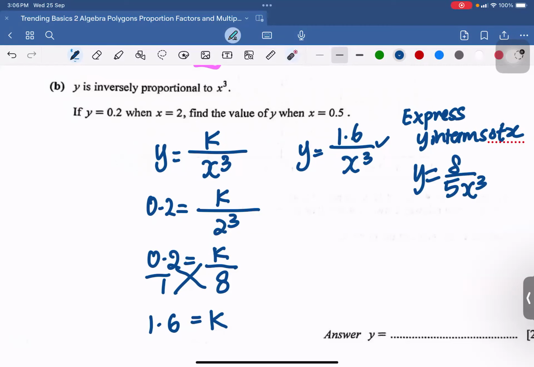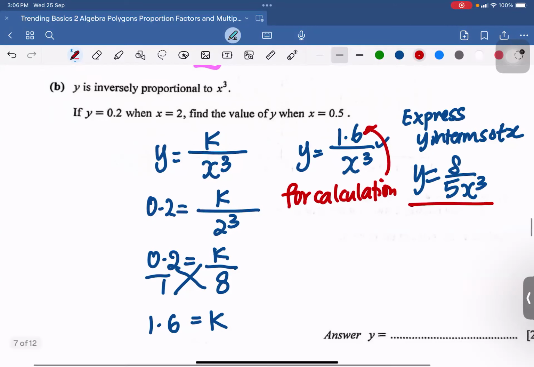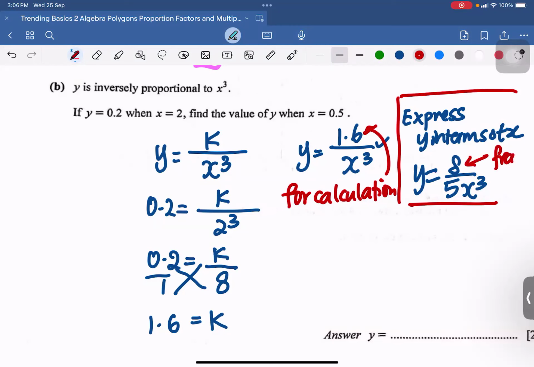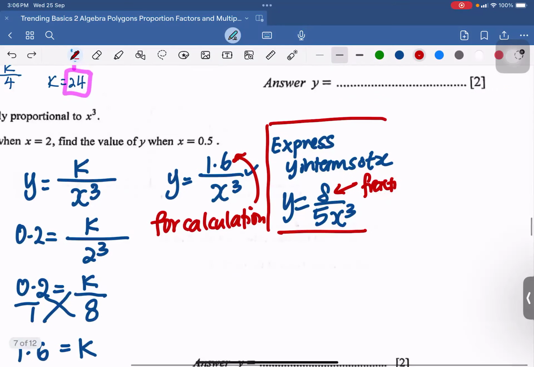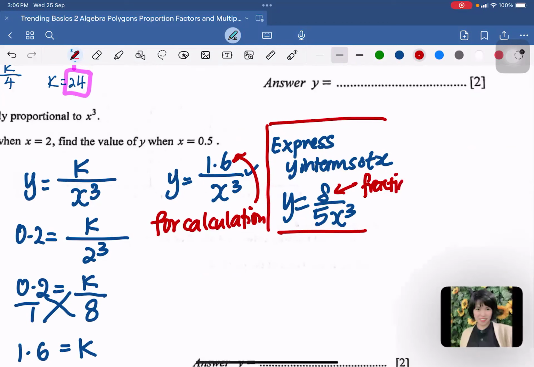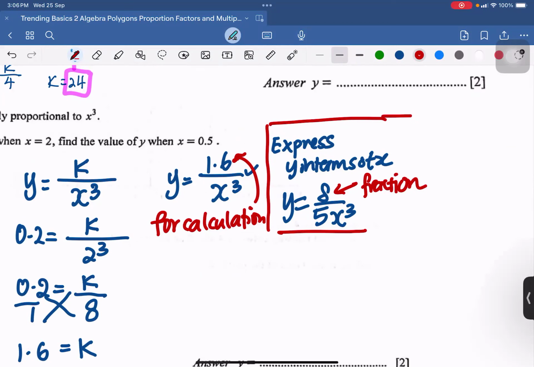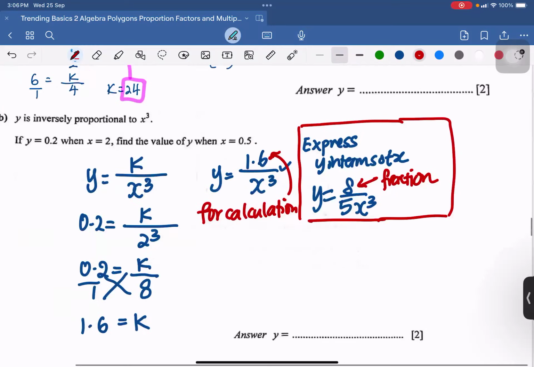We can use this for calculation. So the decimal form is for calculation when you have a decimal place, right? But when you want the answer to the question, express this or whichever, then change it to a fraction, it cannot be a decimal already. So please take note of the slight difference.